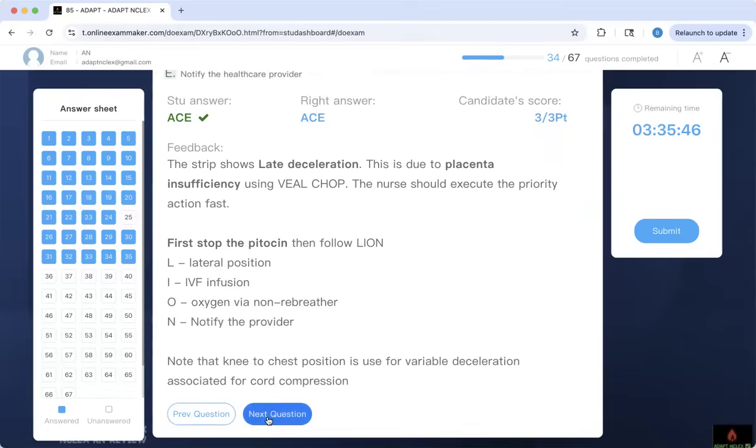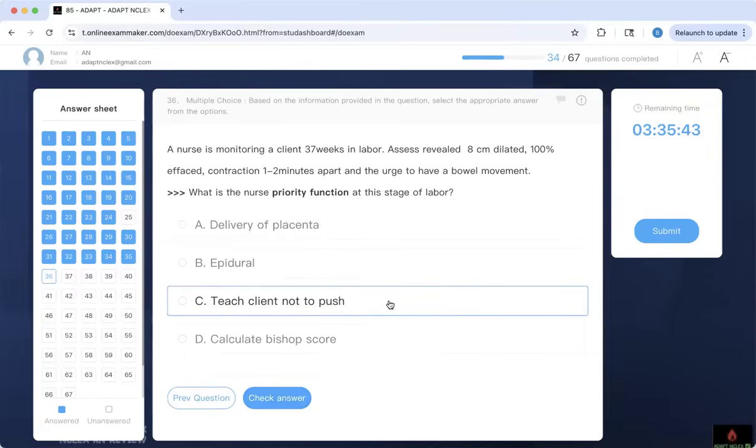A bunch of videos to help you. And this is monitoring a 37-week client in labor. Assessment reveals what? 8 centimeters dilated. That means what? You have to know that. 100% effaced. That means I'm almost finished with what? Stage 1, right? Contractions 1 to 2 minutes apart and urge to have a bowel movement.